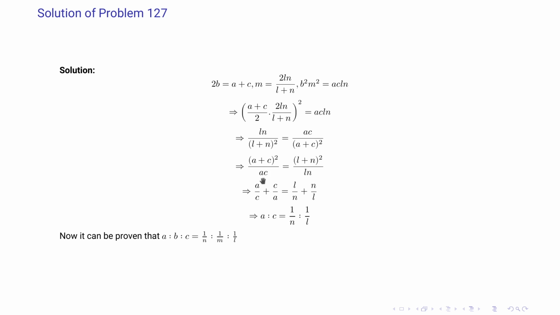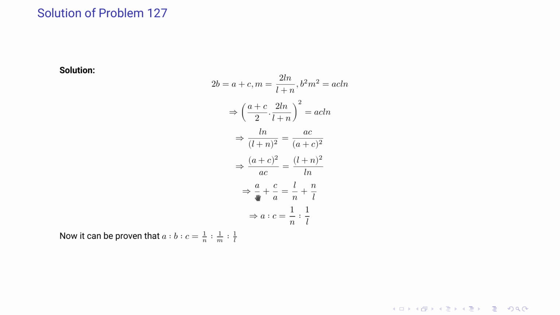So if you follow this, then you can see that a by c plus c by a is equal to l by n plus n by l. How this has come is, if you expand this, it becomes a square plus c square plus 2ac, and this becomes l square plus n square plus 2nl. So a square plus c square by ac is a by c plus c by a, and 2ac by ac is 2. Similarly here 2nl by ln will be 2. So 2 will get cancelled from both sides, and l square plus n square by ln is l by n plus n by l.